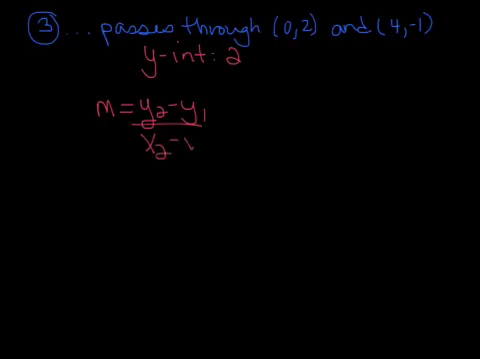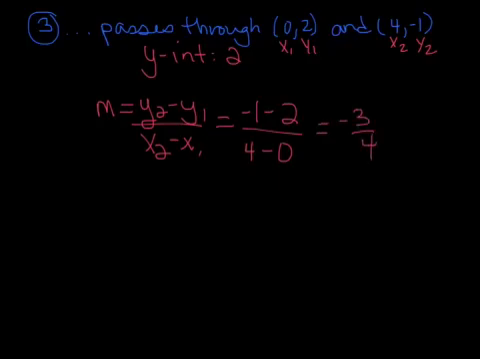We're going to use our formula. By the way, you don't need to write the formula down every time you use it, but if you want to, that's certainly okay. So using our formula, we will get (-1 - 2) over (4 - 0). That's going to give us a slope of -3/4. And we have our y-intercept, we have our slope. We're just going to write our answer as y = -3/4 x + 2.